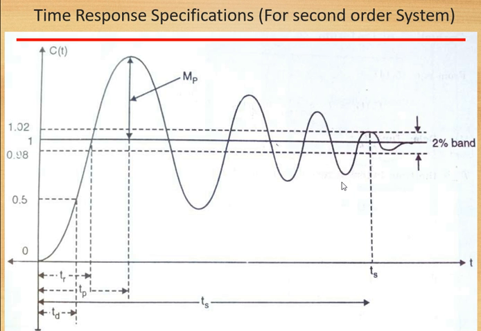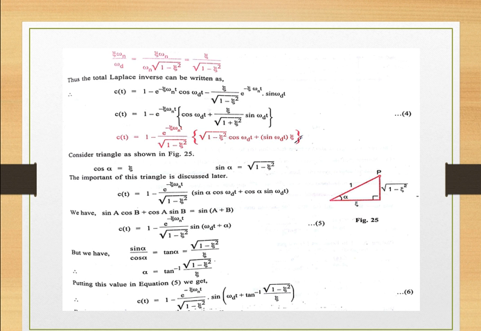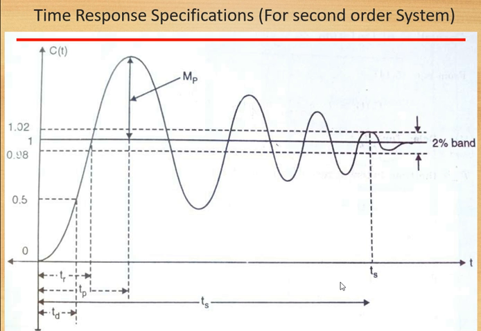Now if you look at this diagram in depth, there are certain parameters and values that we have to study, and these are called the time response specifications of any system. Okay, so if you see this equation, it plays the most important role when we calculate these parameters like TR, TP, TS and TD.